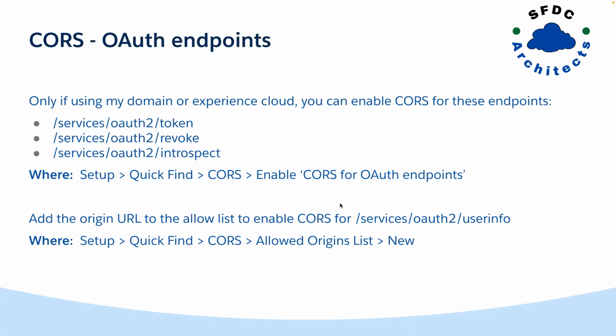You can enable additional OAuth endpoints by going to the UI and setting that up. If you're using My Domain, or if you're calling these endpoints from an Experience Cloud, you can enable CORS for these three endpoints: token, revoke, and introspect. You do that in setup. You go to quick find, you type in CORS, and this is one that I was surprised is the short version, not the long version, and then you're going to hit enable CORS for auth endpoints.